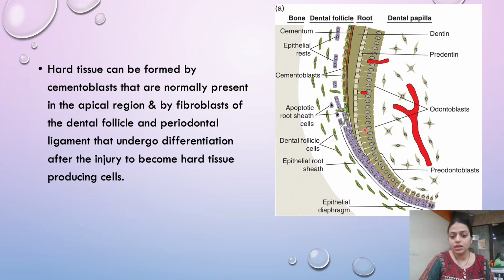Here we can see this is the Hertwig's epithelial root sheath. In case of damage to the root sheath, the other cells like the cementoblasts, which are normally present in the apical region, also the fibroblasts, which are present in the dental follicle, these are the fibroblasts, and the periodontal ligament cells, they can form the hard tissue. So this forms the basis of treatment of such teeth.